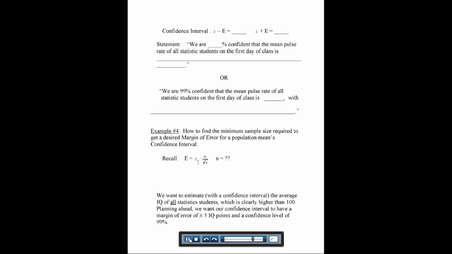So for our pulse rate, remember our mean was 87.87, so we're going to subtract our margin of error, 12.40, which gives us 75.47, and we're going to take 87.87 plus 12.40, and we get 100.27. So we can say we are 99% confident that the mean pulse rate of all statistics students on the first day of class is between 75.47 and 100.27. And of course the other way we can say this is that we are 99% confident that the mean pulse rate of all statistics students on the first day of class is 87.87 with a margin of error of plus or minus 12.40.